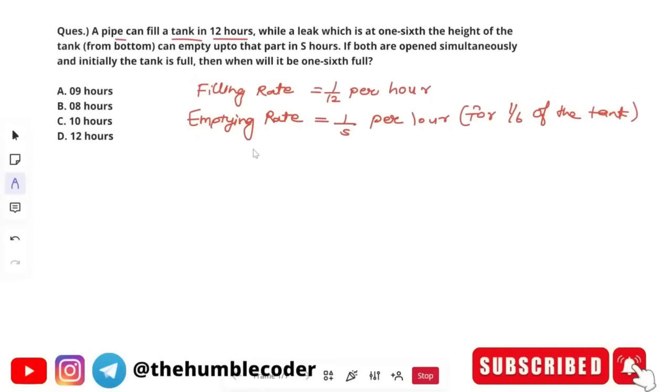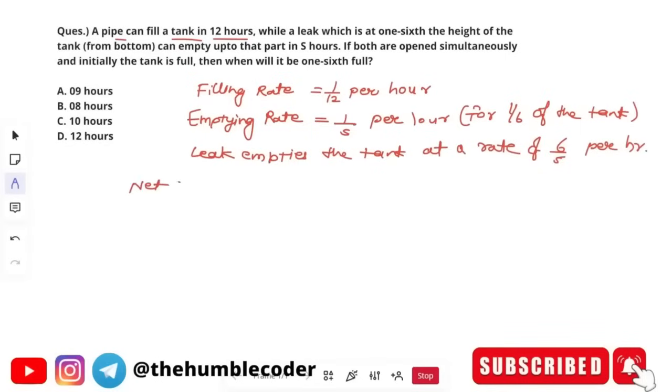So let's understand the leak effect. The leak affects only the bottom 1/6 of the tank, right? It is told when it will be 1/6 full, which means it is only affecting the bottom 1/6 of the tank. This means the leak empties the full tank at a rate of 6 by S per hour, right? Now what is the net drainage rate? Net drainage rate is filling rate minus emptying rate.